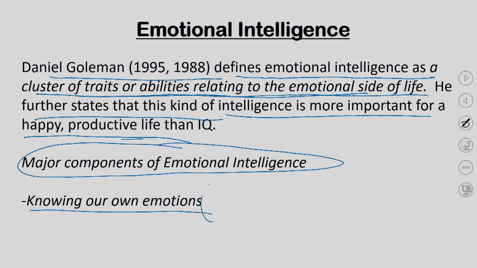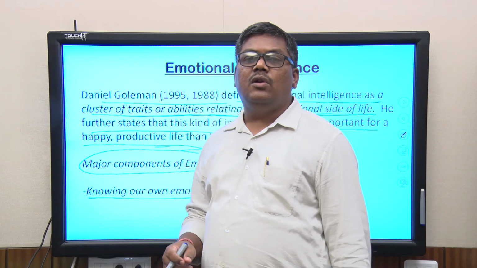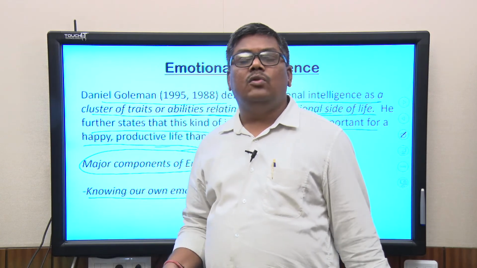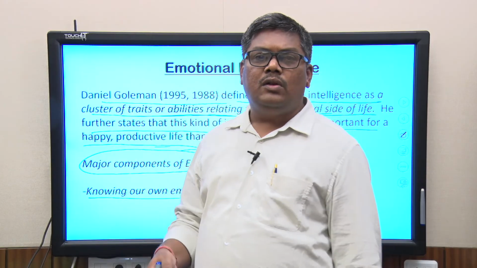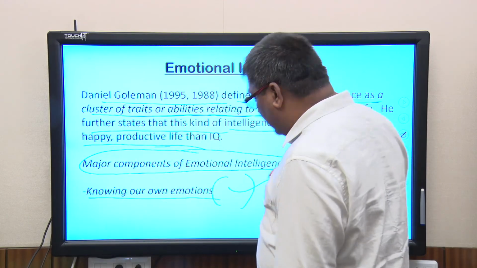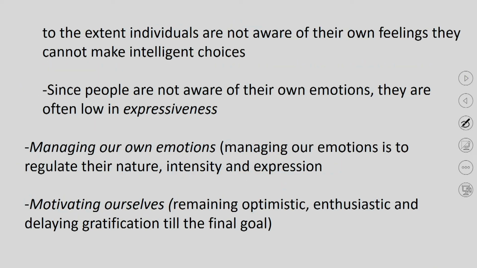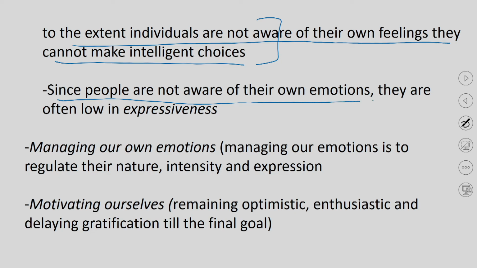What are they? Knowing our own emotions. He says that emotional intelligence depends upon how nicely we know our own emotions. At times we don't know our own emotions, we don't know what we are feeling, and people are known to be emotionally inferior to the extent that individuals are not aware of their own feelings and cannot make intelligent choices. Once you do not know your own emotions, you will not be able to make intelligent choices. Since people are not aware of their own emotions, they are often low in expressiveness, and so they cannot express.